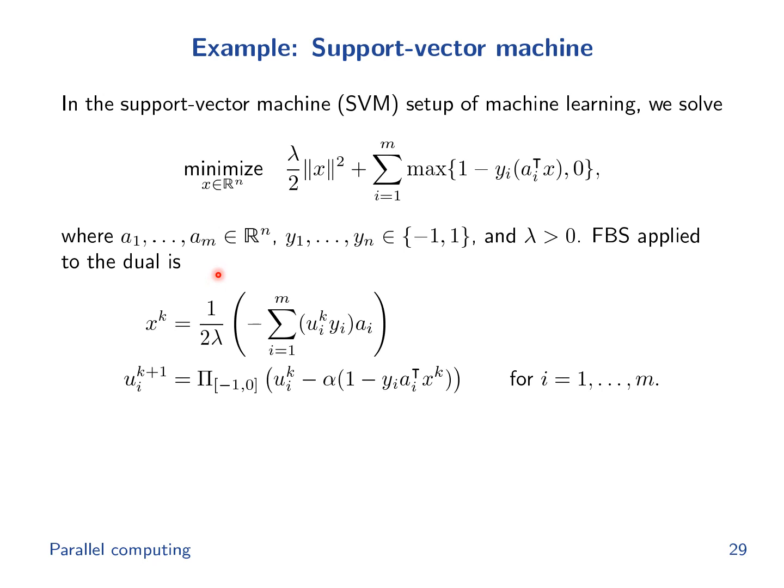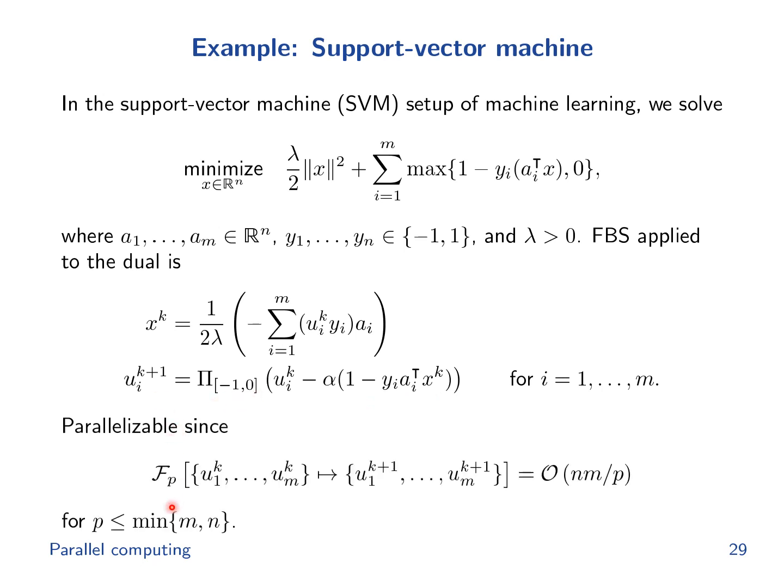Applying forward backward splitting to the dual formulation of this problem can yield this, where we first calculate x, which involves a summation over m data points, and then for every i, we calculate this quantity and project it onto the interval minus 1 and 0. When p is no more than m and n, this algorithm is parallelizable because the cost of updating all these dual variables is evenly divided by p.